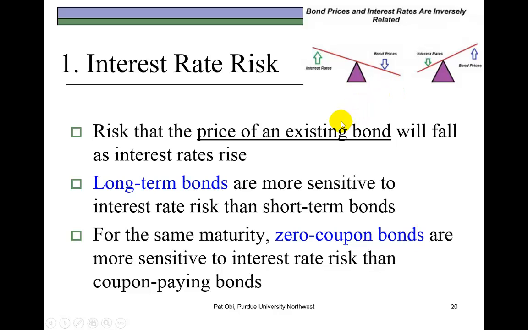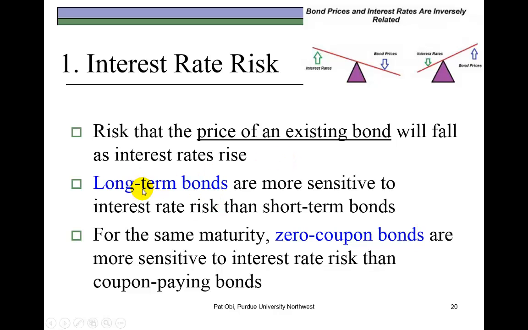But be careful to note that this risk is actually with respect to the price of an existing bond, because new bonds typically sell at face value. And if the face value is $1,000, that's how much you're going to pay to buy a new bond. And in return, the company is going to pay you whatever the market interest rate is at the time that the bond is sold. And that rate is going to stay fixed throughout the maturity of the bond.